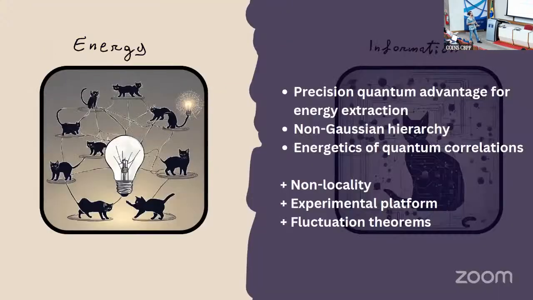So I think this is more or less what I wanted to say. We show that there is a precision quantum advantage for energy extraction, and that there is a non-Gaussian hierarchy called, in the field, the stellar rank hierarchy. And we are approaching the energetics of quantum correlation. We want to find a framework to show if quantum correlations can provide an advantage, or at least process energy in a more efficient way.